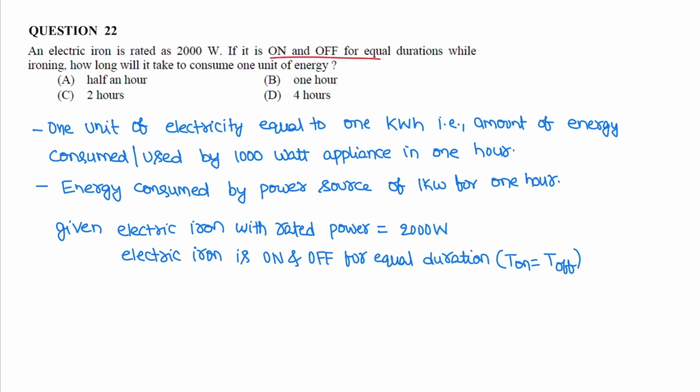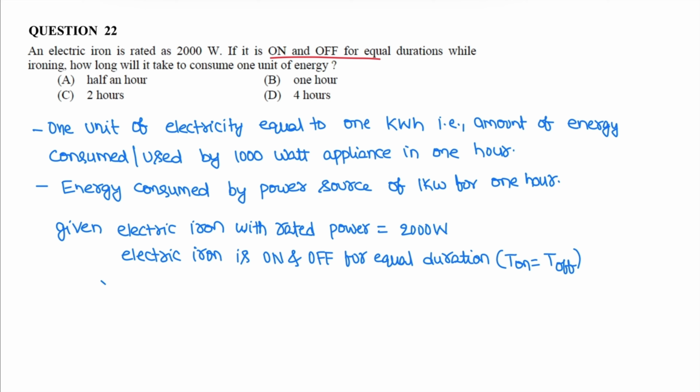So let us see the definition of 1 unit of energy. 1 unit of electricity is equal to 1 kilowatt hour. So that is the amount of energy consumed by a 1000-watt appliance in 1 hour, or the energy consumed by a power source of 1 kilowatt in 1 hour. Given an electric iron with rated power of 2000 watt, and the iron is on and off for equal time duration.